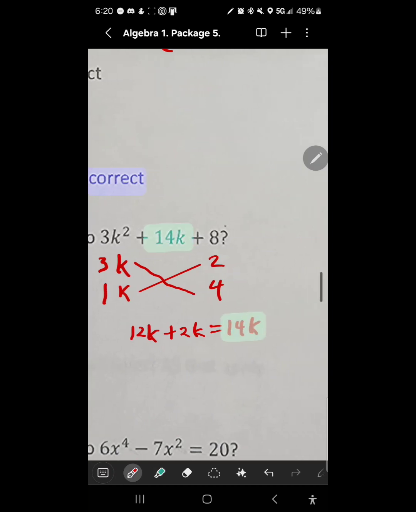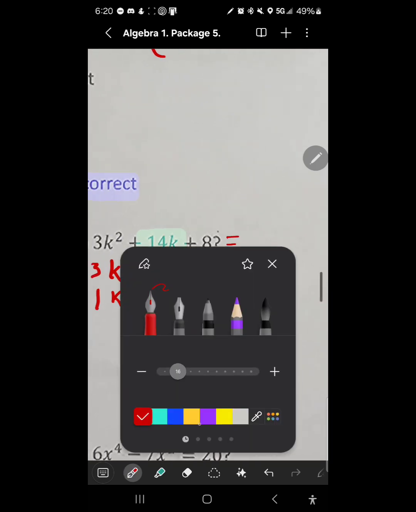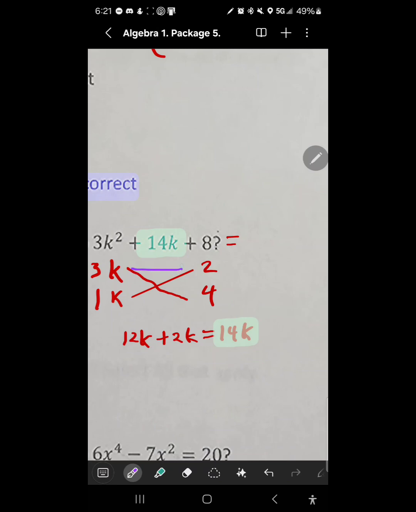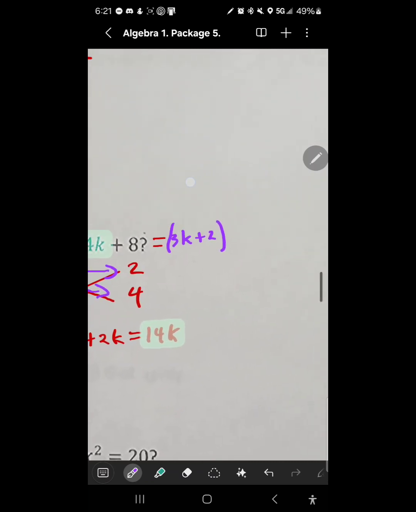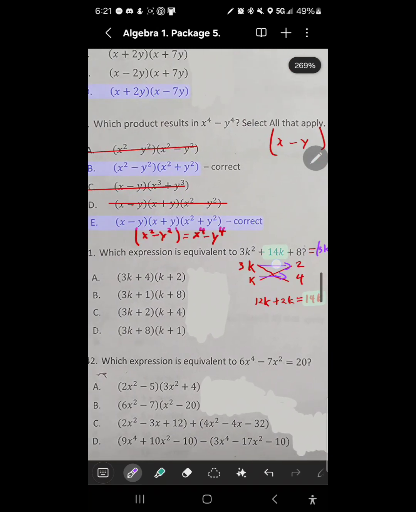Now my answer to this factorization is not going to be diagonally. It's going to be in the same direction. So it will be 3k plus 2 times k, or just 1k, which is the same as a k, plus 4. And this right here is my answer. So 3k plus 2 times k plus 4.